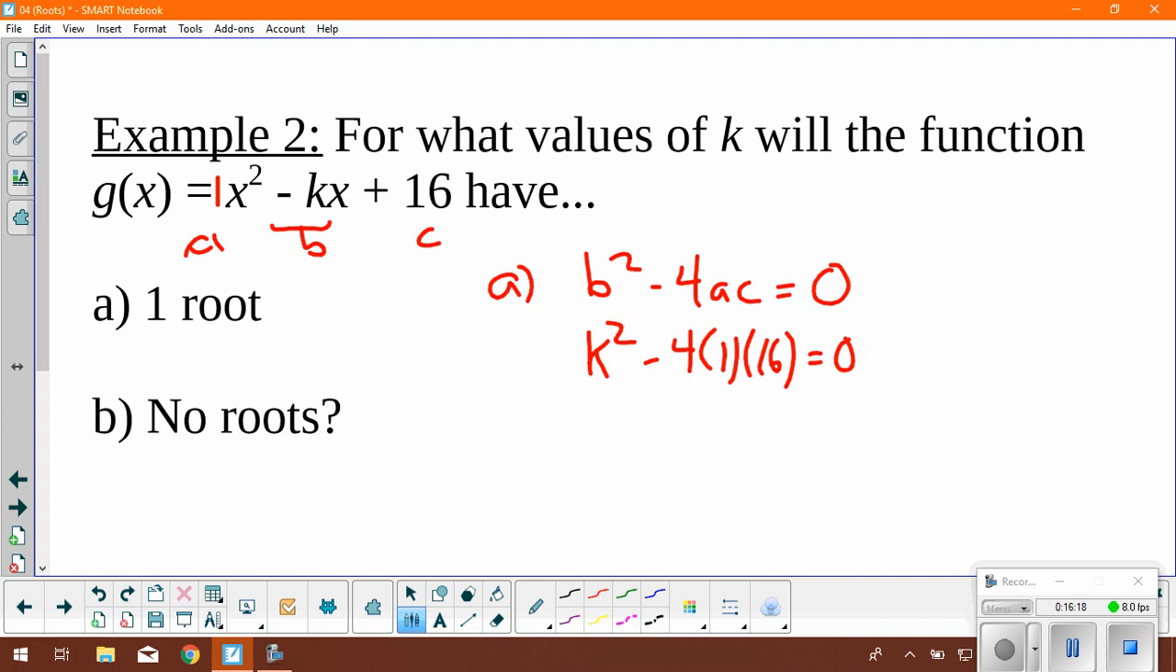All right. So k squared minus 64 is equal to 0. K squared would be equal to 64. Taking the square root of both sides, that means k equals plus or minus 8. So if k is positive 8 or negative 8, my two equations would be x squared minus 8x plus 16 and x squared plus 8x plus 16. In those two situations, I would only have one root.